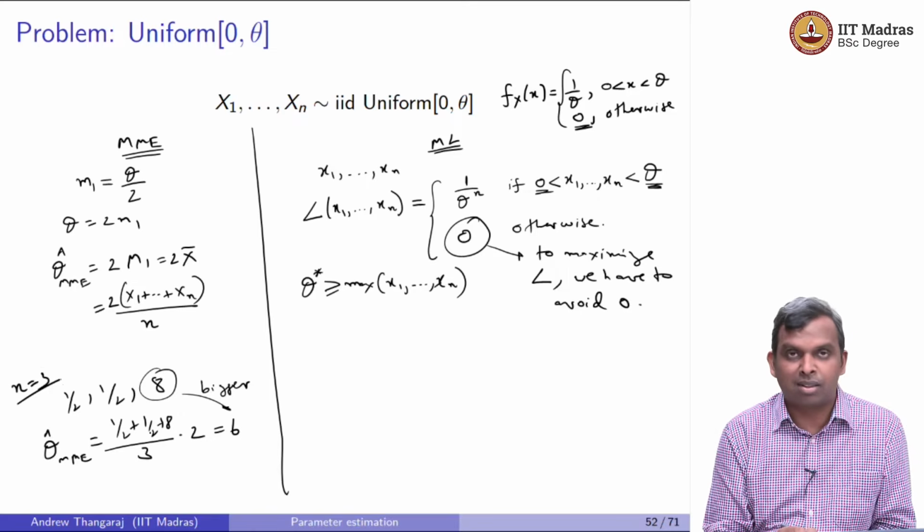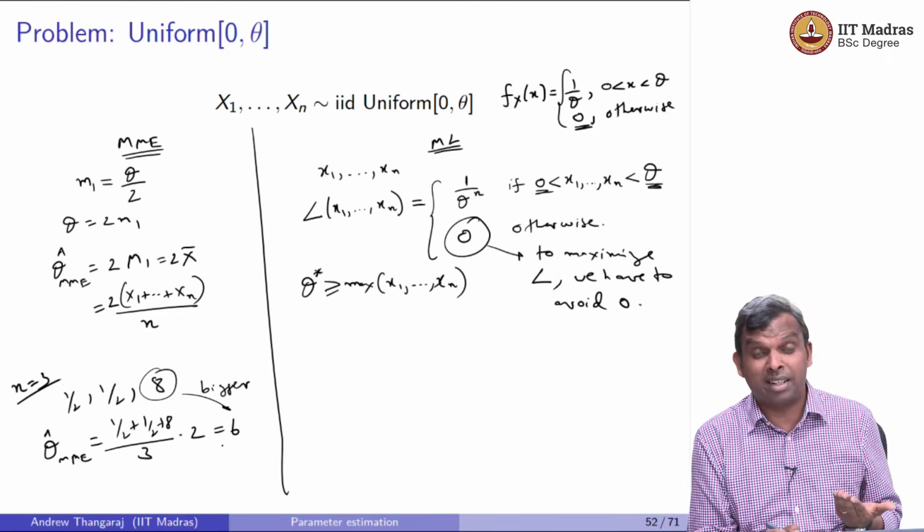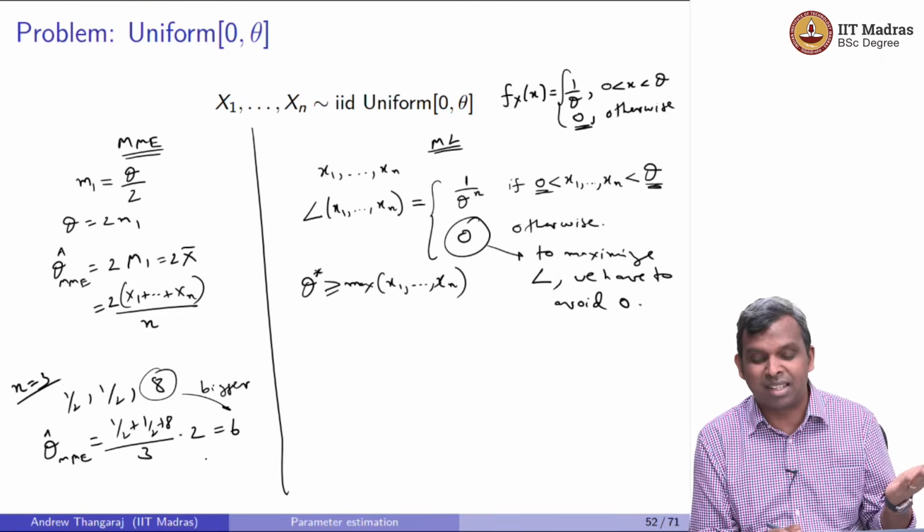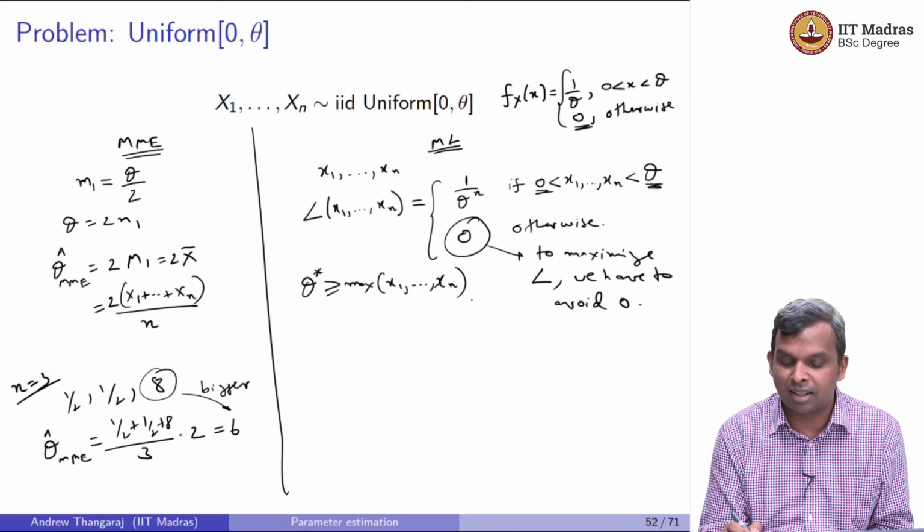So with the method of moments, this is kind of ridiculous, you're getting this case where you're predicting something which disagrees with the samples in some sense. So it's not a very nice estimator in that sense.